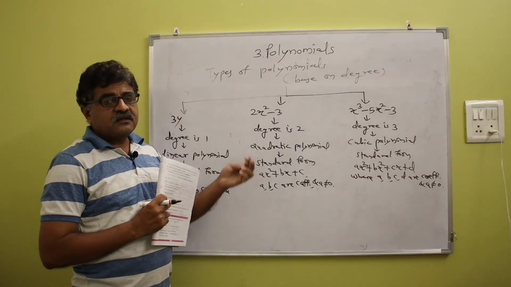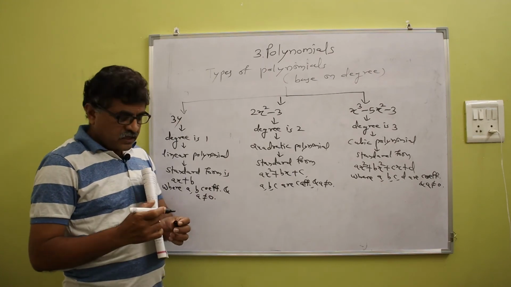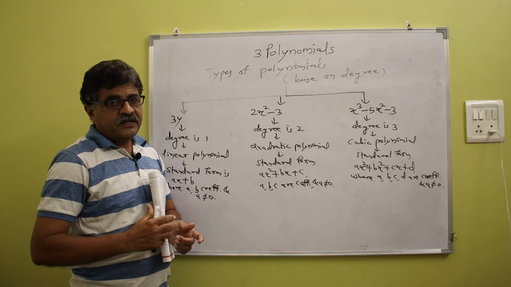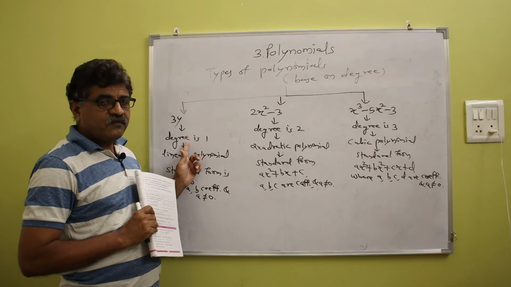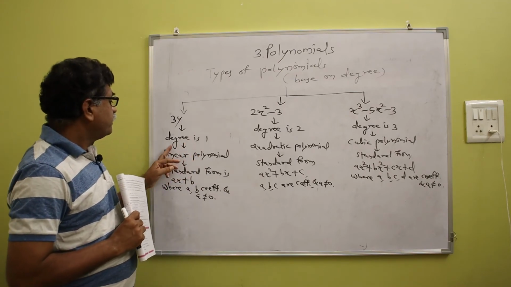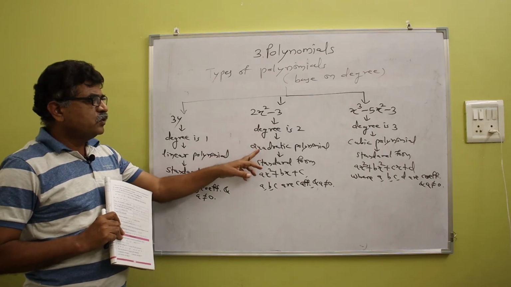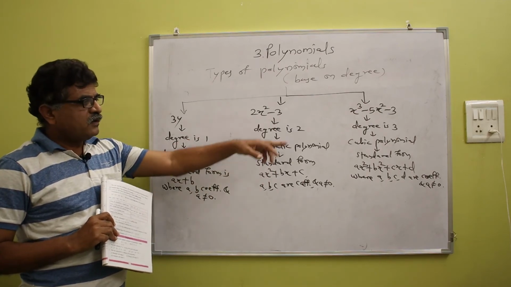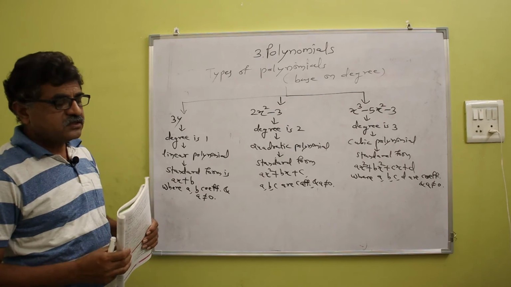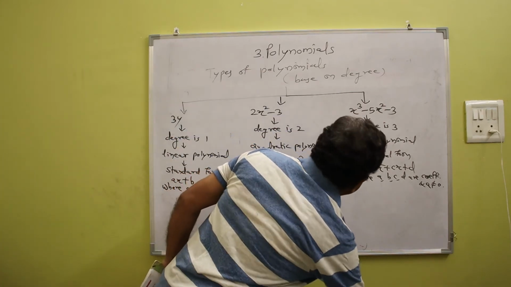Now these are the types of polynomials based on degree. That is, if degree of polynomial is 1, then this is a linear polynomial. Degree of polynomial is 2, this is a quadratic polynomial. Degree of polynomial is 3, this is a cubic polynomial.